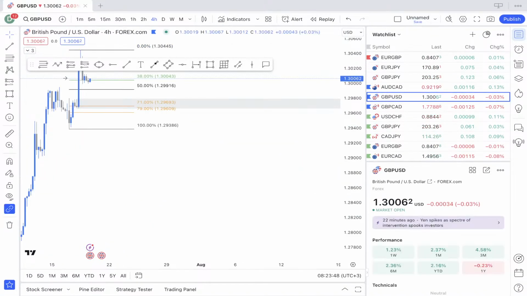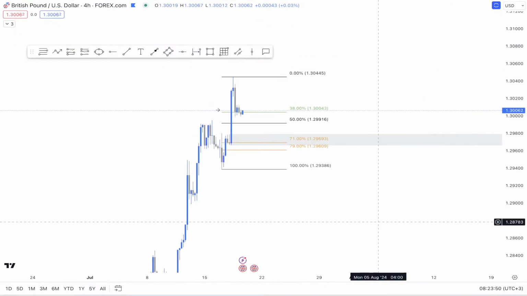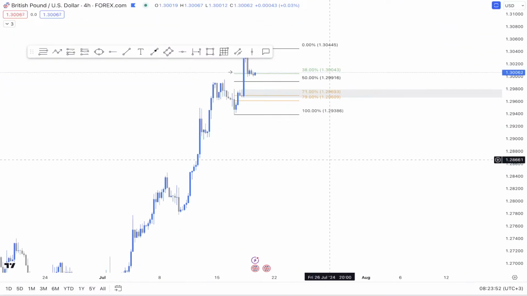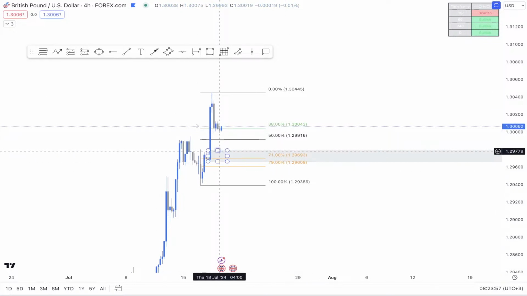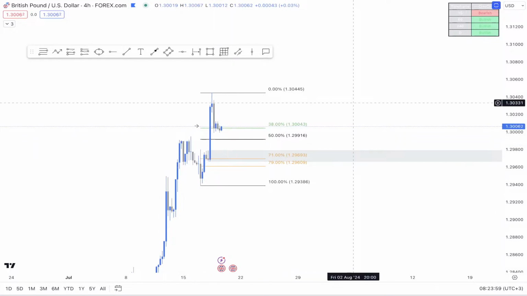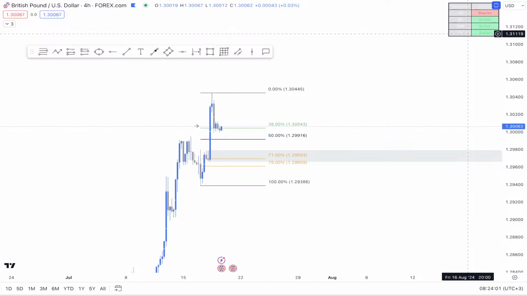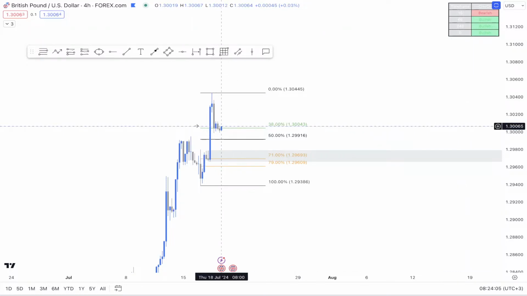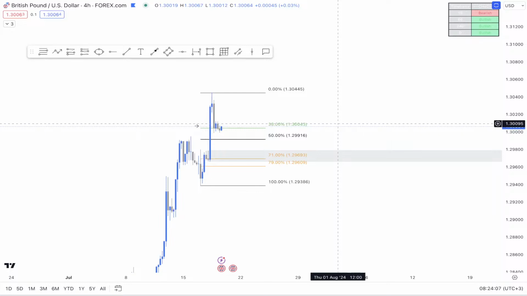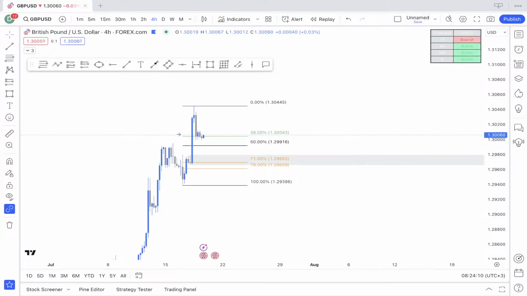GBP USD with a bullish opportunity. Right here we have a continuation of this uptrend with this textbook break towards the upside. We have an unmitigated order block lining up with the point of interest as well. Daily and 4 hour are both bullish on the trader graph, and the pullback so far has been corrective as well. So we definitely want to see a continuation of that.